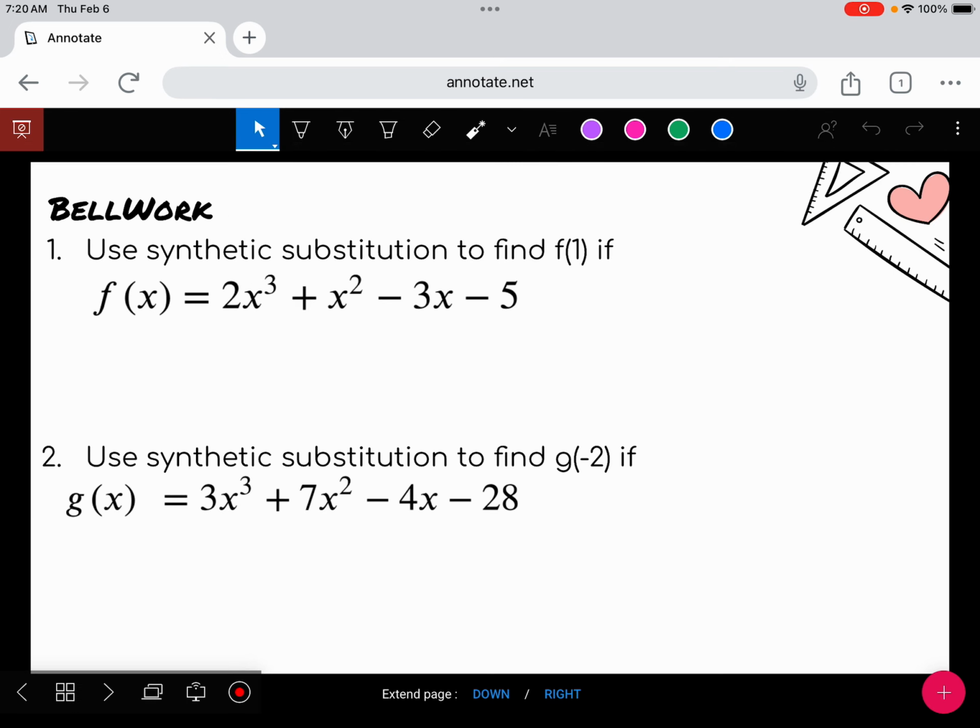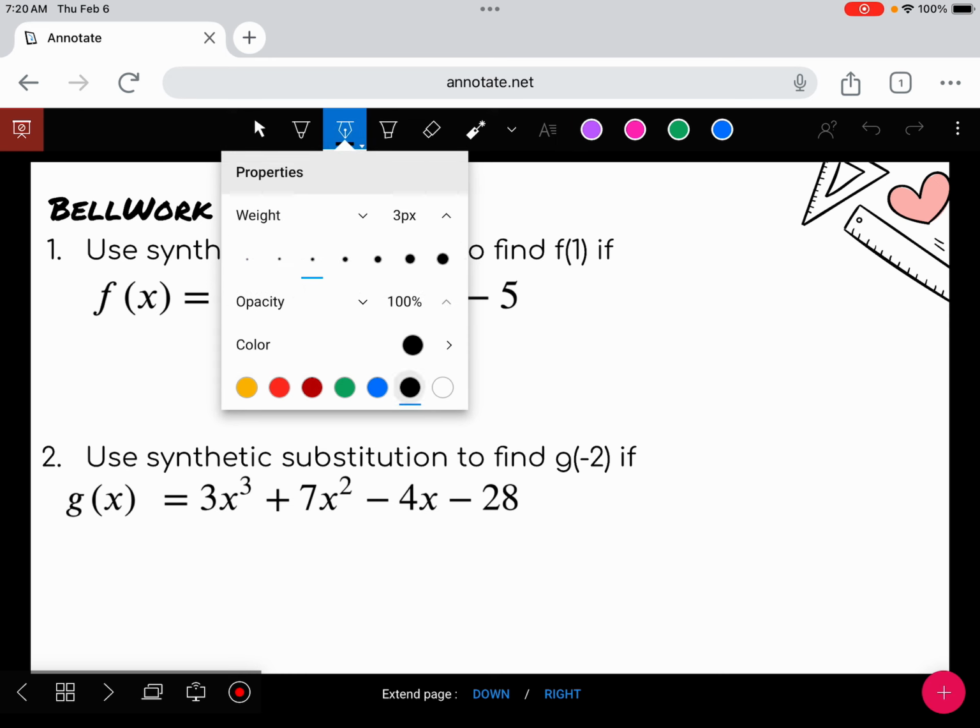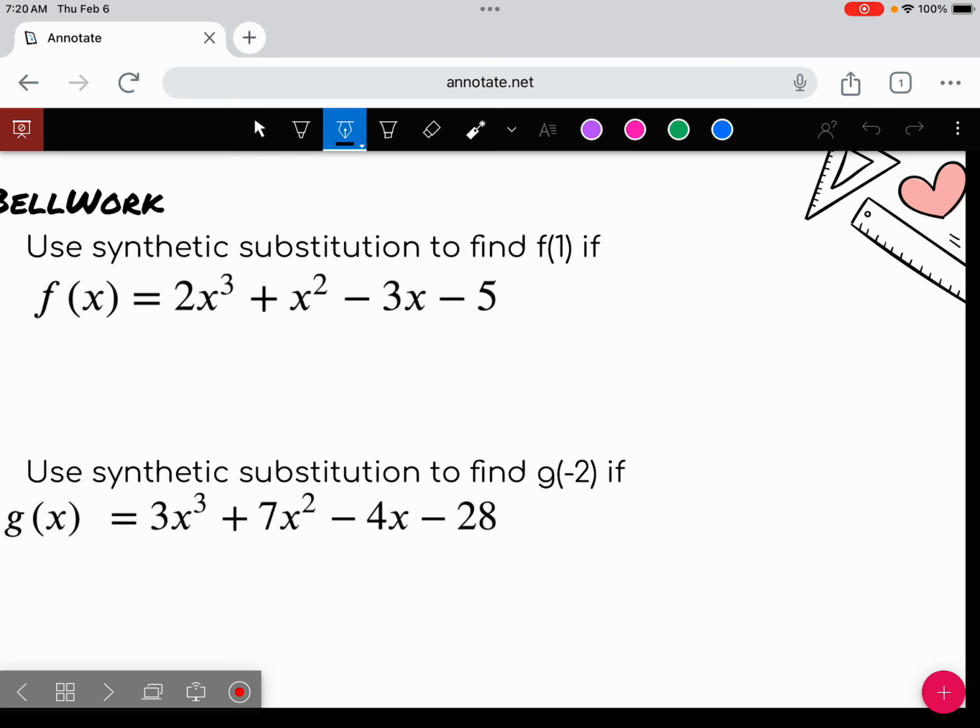All right, so using our synthetic substitution up here, the way we set this up is just like synthetic division. We're asked to find f of 1 of this function here. So when we're setting up our synthetic, what are we going to put? How do I set this up?